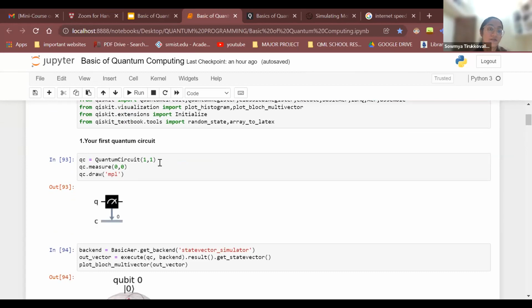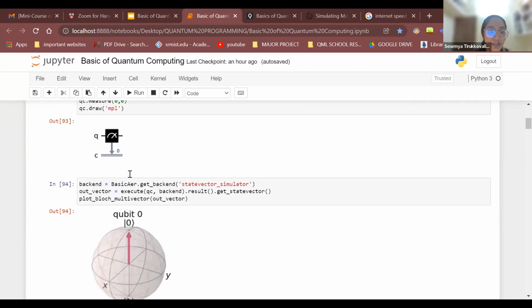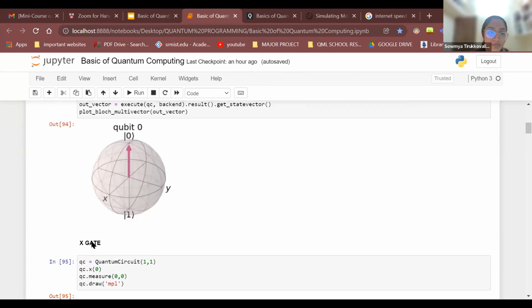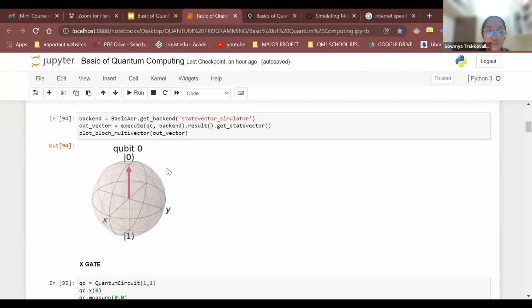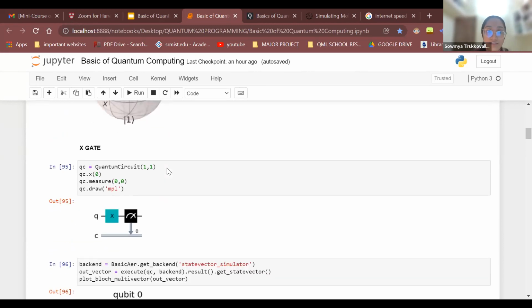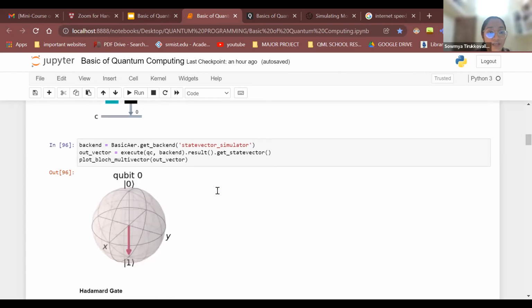Using Qiskit, we can create quantum circuits and quantum algorithms. The most basic quantum circuit, which I've already created, involves a measurement. There's a quantum circuit with one qubit and one classical bit, and the qubit is measured onto the classical bit. This is how it's represented on a Bloch sphere. By default, the qubit is always in state 0 initially. When you apply an X gate to this qubit, it flips the state of the qubit to state 1.